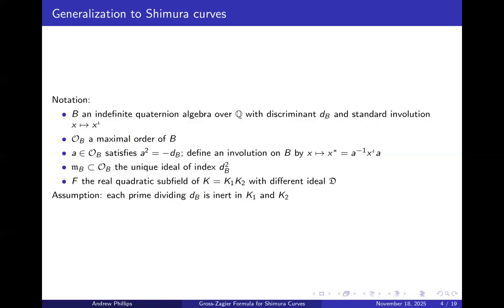Now, there's one technical assumption we make to make things work later on: we assume that each prime dividing dB is inert, meaning prime, in K1 and K2. I always thought this wasn't too bad to assume. It's an assumption about finitely many primes, so it's not too strong. Just one other thing: I'm still assuming that K1 and K2 have relatively prime discriminants, so that guarantees that the maximal order in K is just the product of the two rings of integers in K1 and K2. So that can be useful later on.